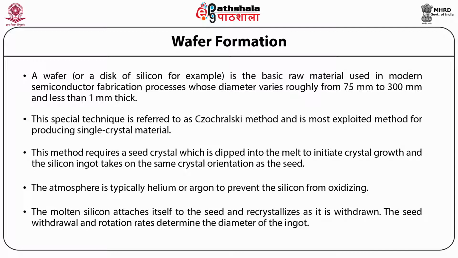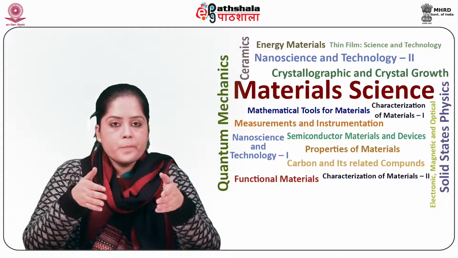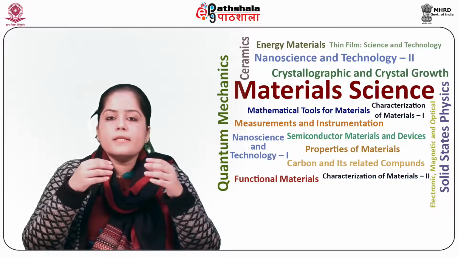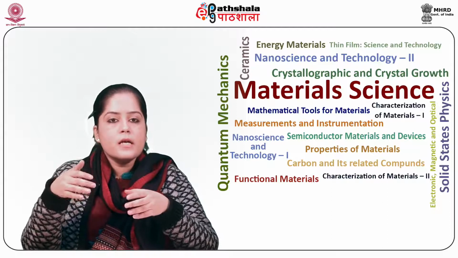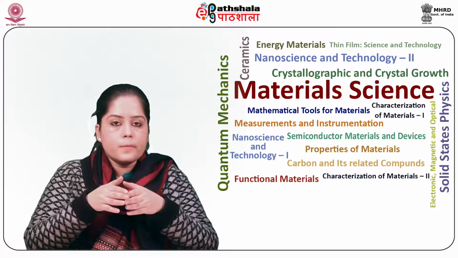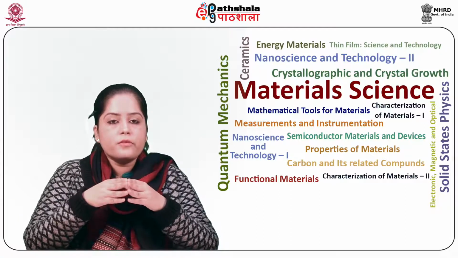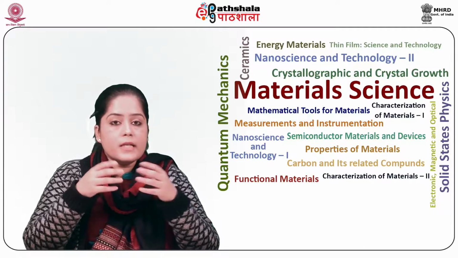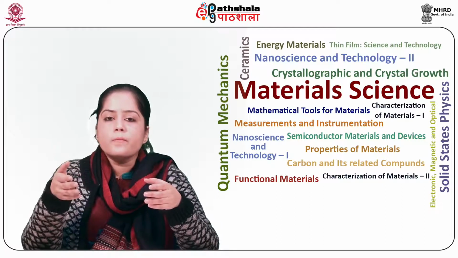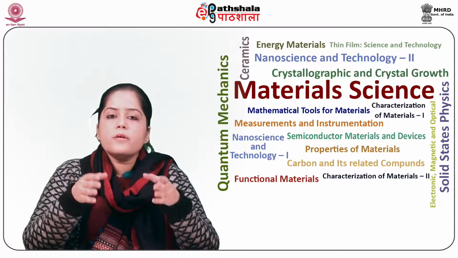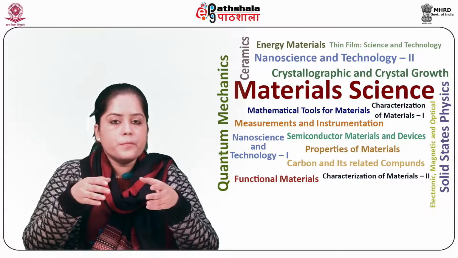The seed withdrawal and rotation rates determine the diameter of the ingot. Photolithography. Recall that there are particular regions of dopants, polysilicon, metal and contacts, which are defined using masks. This patterning is achieved by a process called photolithography, from the Greek photo, light, lithos, stone, and graphe, picture, which literally means carving pictures in stone using light.